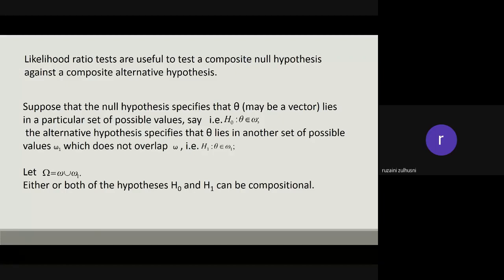Okay. So suppose that the null hypothesis specifies that theta, let's say your unknown parameter, maybe a vector, lies in a particular set of possible values. So let's say we write down your null hypothesis: theta, your parameter, belongs to, we call this small omega. The alternative hypothesis, which is your H1, specifies that theta lies in another set of possible values which is omega 1, which does not overlap. So that means we have null: theta belongs to small omega, alternative: theta belongs to small omega 1.